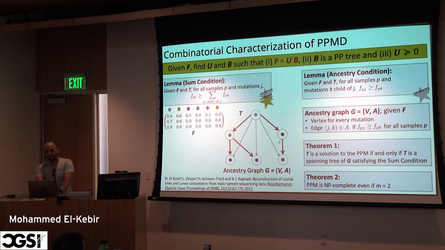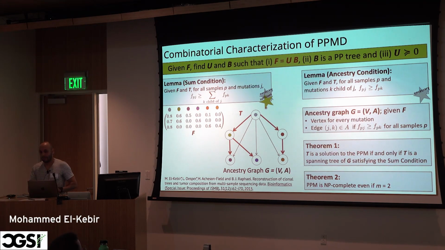The only thing that I want to mention is, in this paper, we actually show that this problem is equivalent to a graph problem. And in the graph, you can obtain this directed graph from the frequencies over here. So the nodes correspond to the columns. And there's a directed edge between two mutations if the frequency of the source mutation is greater or equal to the frequency of the child mutation, right? And solutions correspond to spanning trees in this graph.